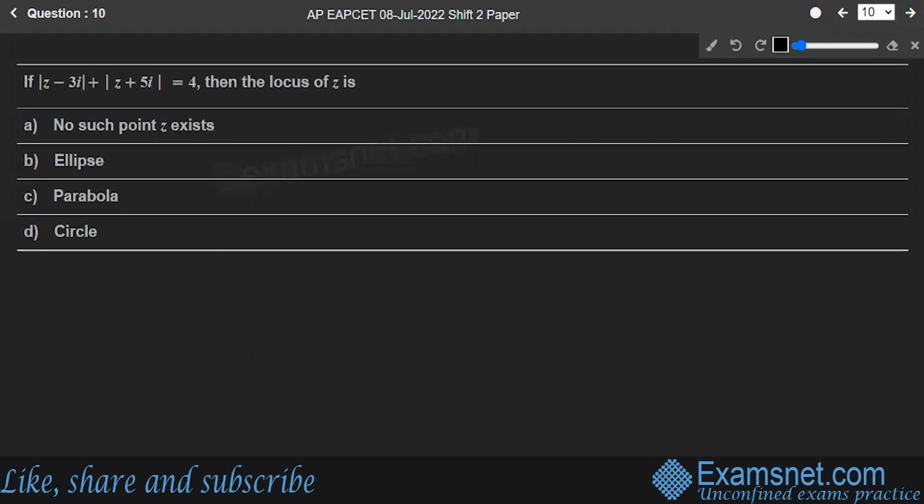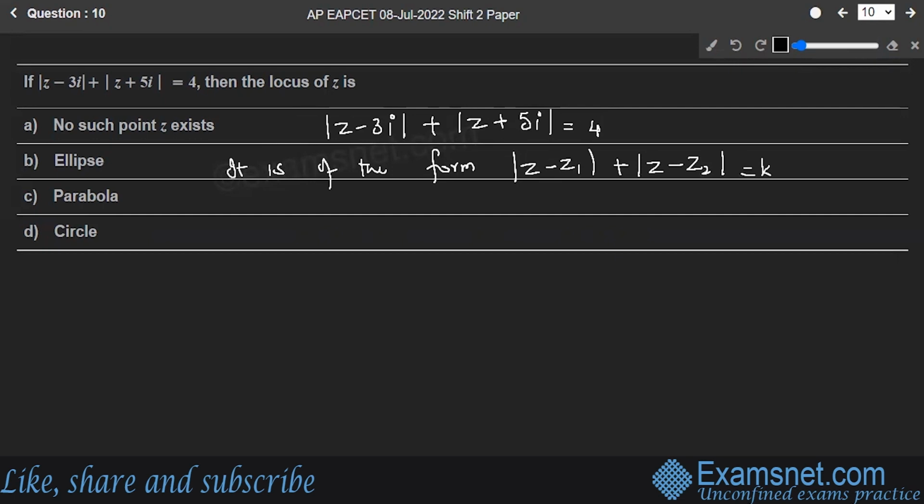Next is question number 10. So you are given if modulus of z minus 3 iota plus modulus of z plus 5 iota is equal to 4, then you have to find out the locus of z. Let's go with this. So you are given modulus of z minus 3 iota plus modulus of z plus 5 iota is equal to 4. It is of the form modulus of z minus z1 plus modulus of z minus z2 is equal to some k. So let's go with this. I'll name it as number 1.